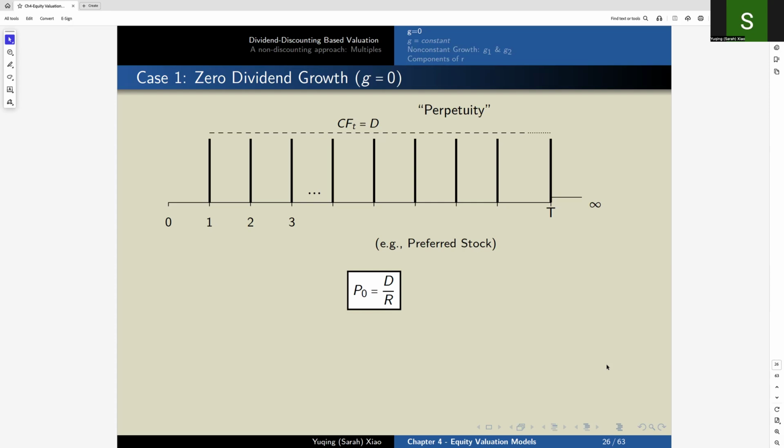This case is very rare for common stock, but it's exactly how we value preferred stock, since preferred shares pay a fixed dividend indefinitely.